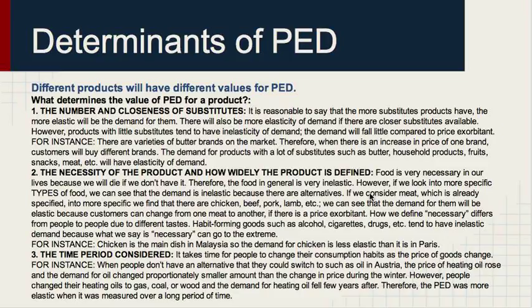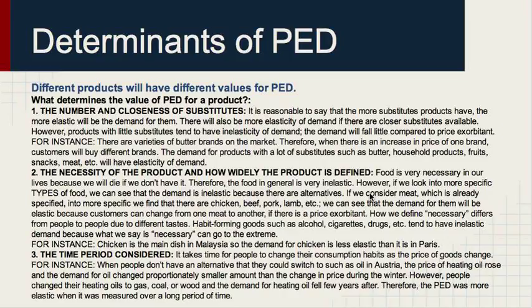First, the number and closeness of substitutes that are available is certainly the most important determinant of PED. And it is fair to say that the more substitutes there are for a product, the more elastic will be the demand for it. For example, there are varieties of butter brands on the market, and so if there's an increase in the price for one product, customers will buy different brands. The demand for products with a lot of substitutes, such as butter, household products, fruits, snacks, and meat, will have elasticity of demand.